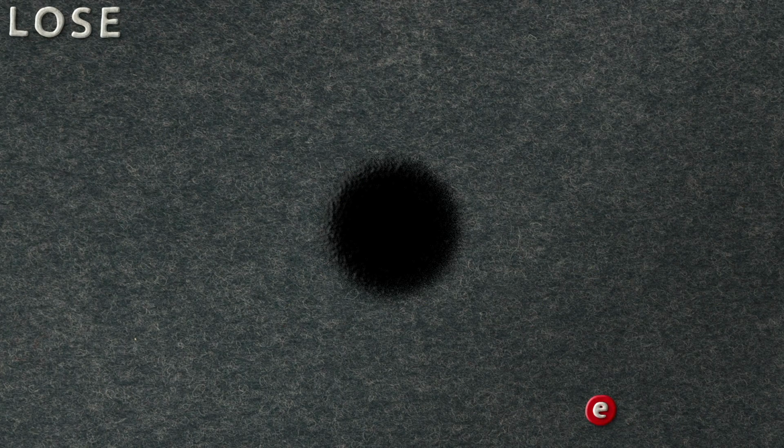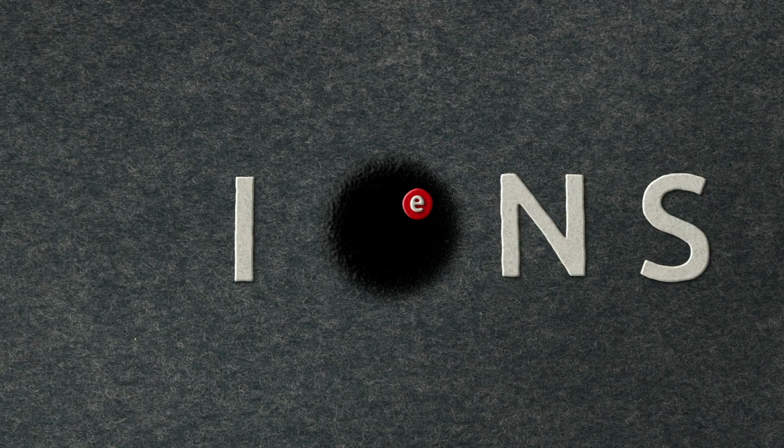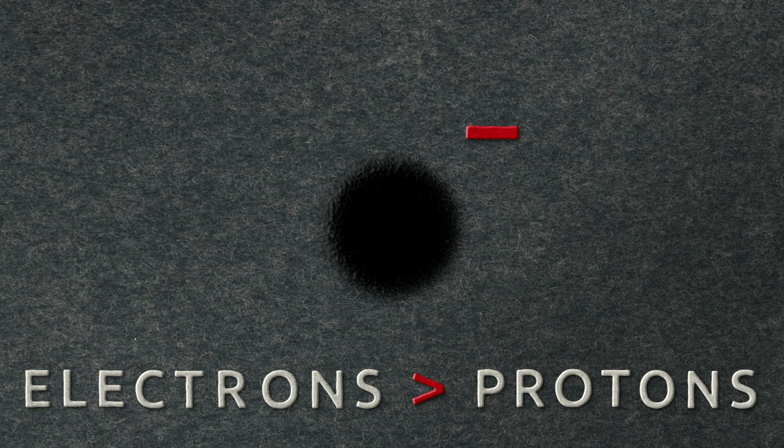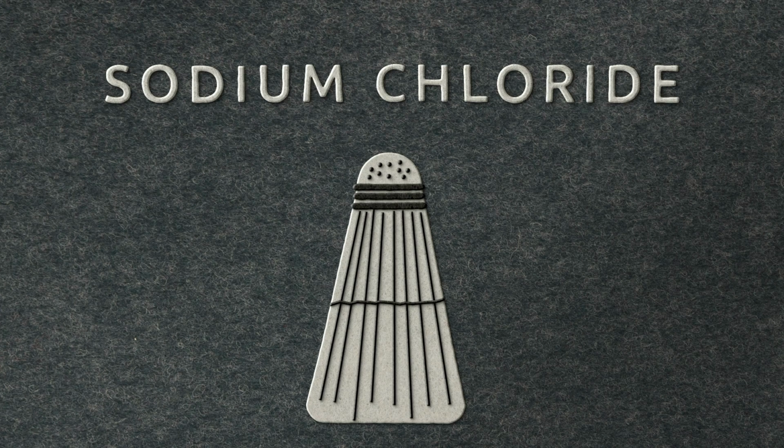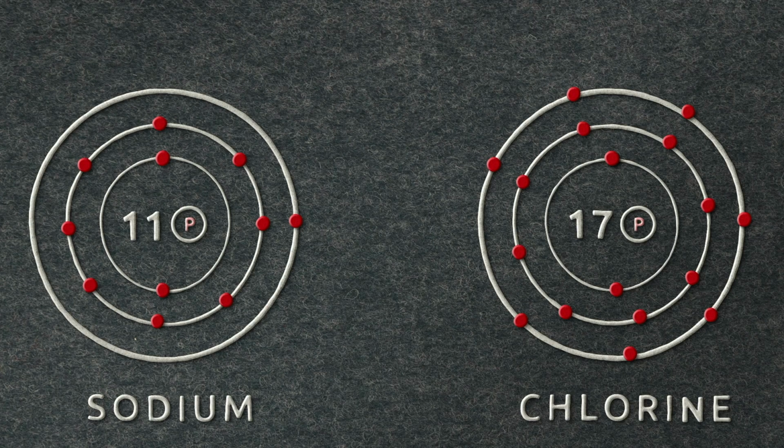Atoms can lose or gain electrons. When they do that, they are called ions. Negative ions have more electrons than protons, while positive ions have fewer electrons than protons. Now let's have a look at a practical example of ions. Sodium chloride, also commonly known as table salt, is formed when sodium atoms interact with chlorine atoms. And when this occurs, sodium will give an electron to chlorine.